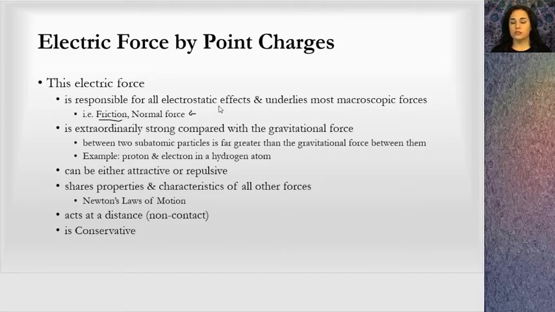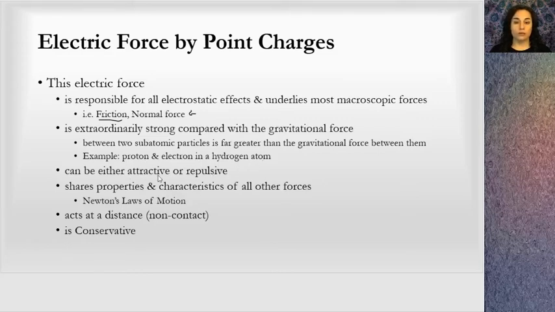This force is so fundamental in our lives. You can see then that it's extraordinarily strong compared to the gravitational force. If it weren't, we would keep falling through the floor. Gravity would be larger to overcome that repulsive force from the floor below us. So it's a very large force at those very small scales. Between two subatomic particles, it's far greater than the gravitational force. And we're going to look at a situation with a proton and electron in a hydrogen atom.